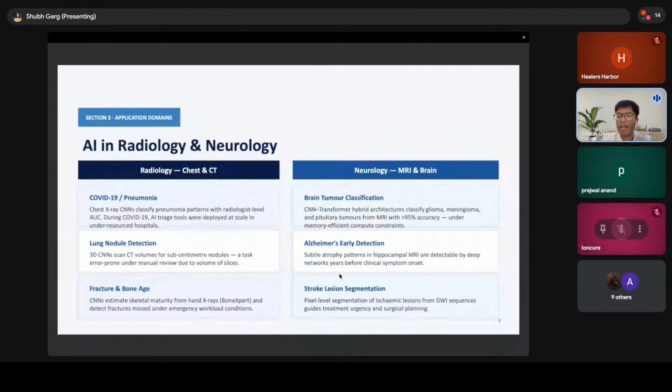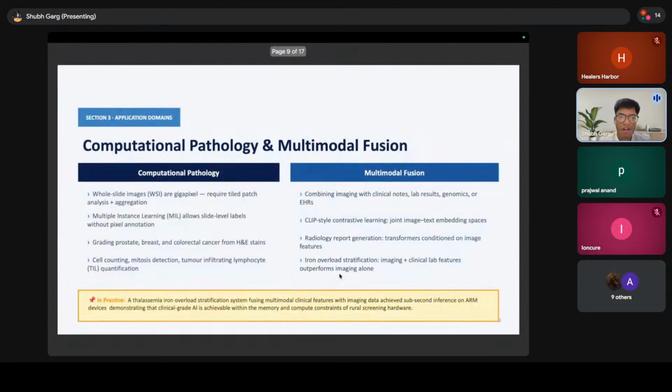Now moving on, Alzheimer's detection is particularly exciting because AI can detect subtle hippocampal atrophy patterns in MRI years before clinical symptoms manifest. That window of pre-symptomatic detection is potentially where intervention has the greatest impact. And stroke early detection from diffusion-weighted MRI directly guides the treatment urgency decision. The speed of AI inference, not even seconds but milliseconds, matters enormously when brain tissue is dying.